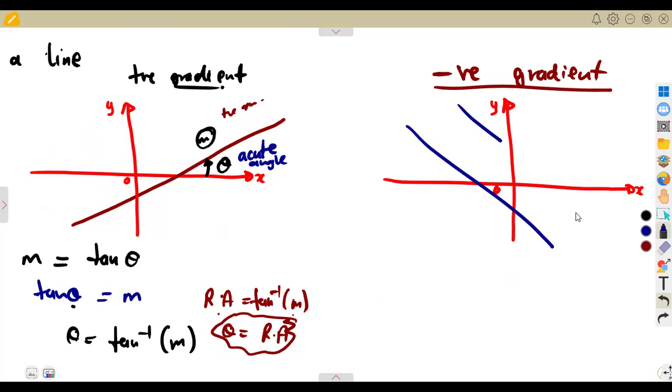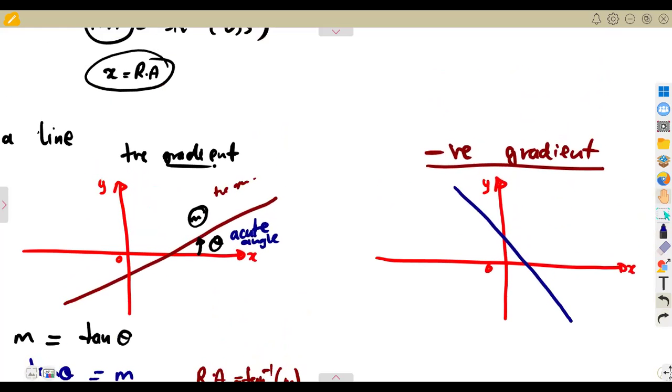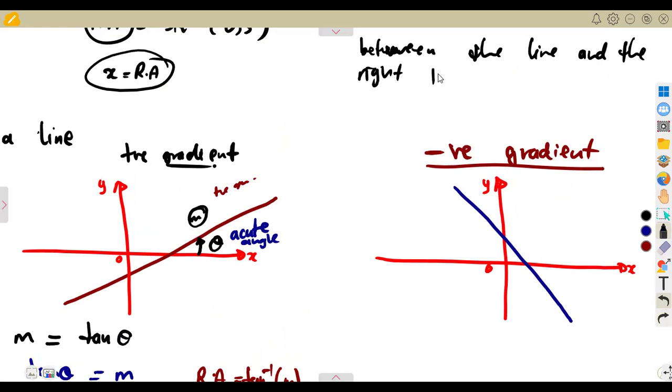These will be our lines, of this nature, where X and Y are not in the same manner. X is increasing, Y is decreasing. That is the condition. So let's say we've got a line of this nature. I want you to be careful now. The angle of inclination, its condition does not change. That is, it is taken between the line and the right side of the x-axis, which is the positive side of the x-axis.